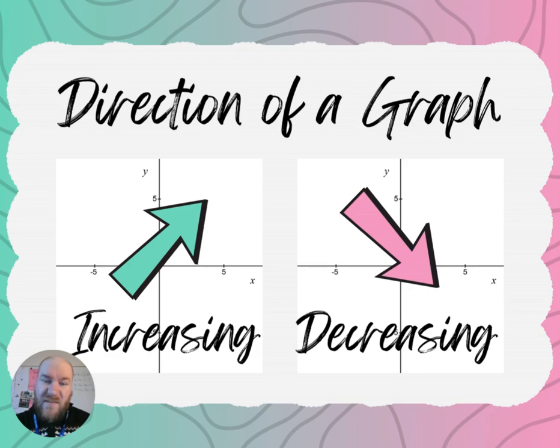Remember, we read graphs left to right. So as you go left to right, if it's going up, that means it's increasing. If it's going down, that means it's decreasing.